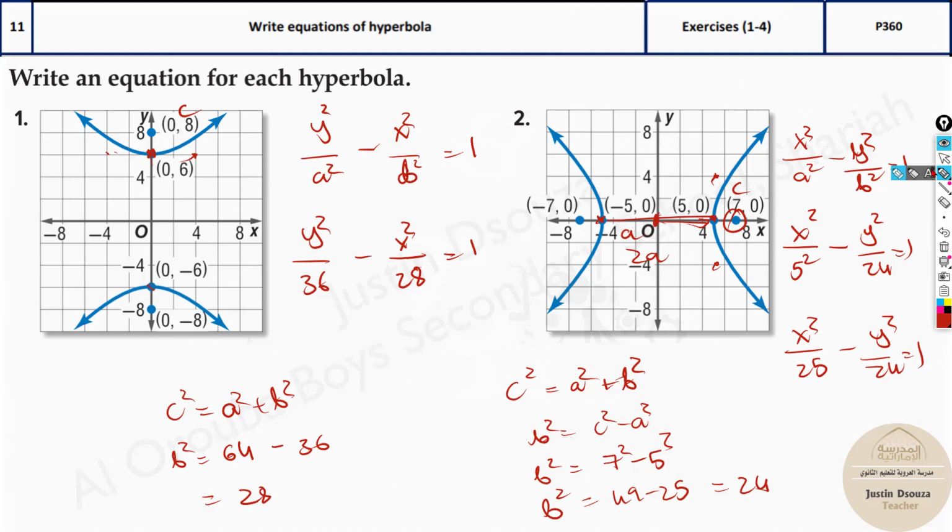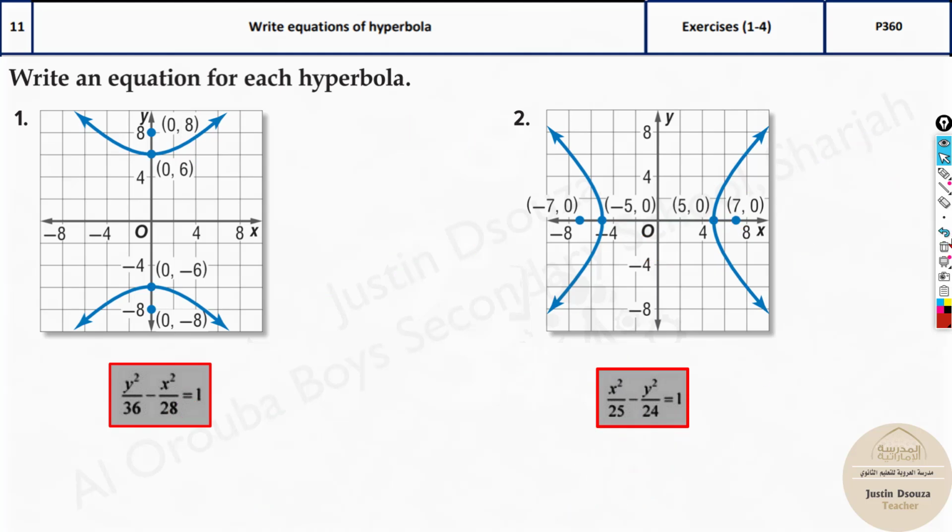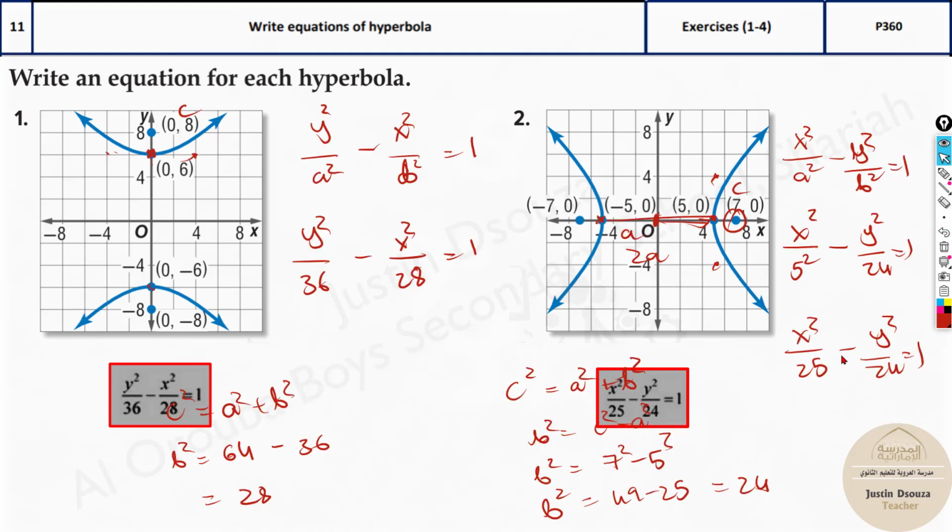So these are the equations of these hyperbolas. The first one is y squared by 36 minus x squared by 28 equals 1. And over here was the second one. These are the answers. Now look over here, the difference is the minus y squared here, and minus x squared there.